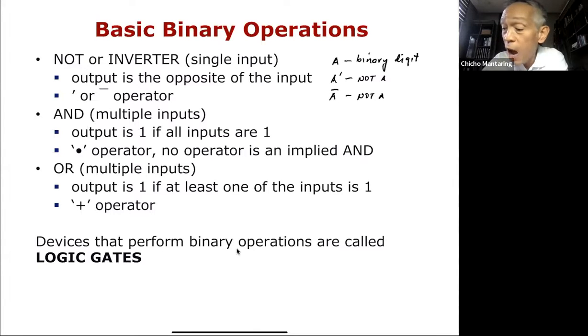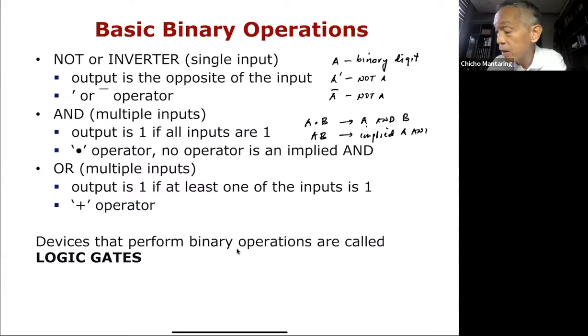We use the dot as our operator. If we don't put any operator, that is an implied AND. So for example, if A and B are my binary digits, A dot B corresponds to A AND B. On the other hand, if I say AB, this is an implied A AND B. When there's no operator, it's an implied AND.